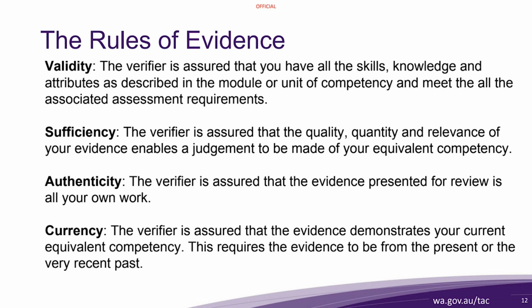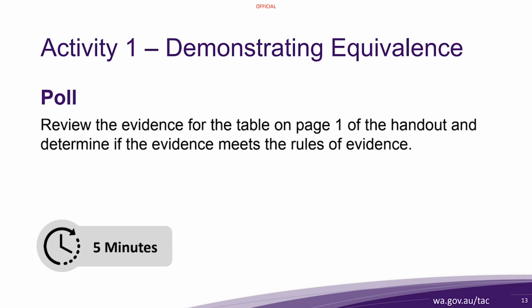So we have a couple of examples here that we could look at. And what I'm going to do is suggest that you have a look at Activity 1. Activity 1 is a single page document. It has the green bands across the middle. And what it does there is provide an example of evidence for 5 units of competency for an individual.